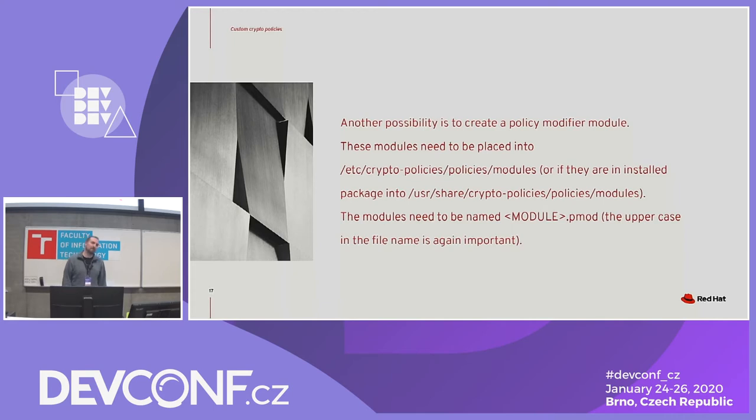So it would be kind of hard to create a policy from scratch if you didn't know anything about what the allowed values are and so on. Of course, you can study existing policies and update them, but there is also another possibility, and that is to create a policy modifier module. These modules need to be placed into /etc/crypto-policies/policies/modules, and they have a .pmod suffix in the name. Of course, again, the uppercase name for the base part of the file name.